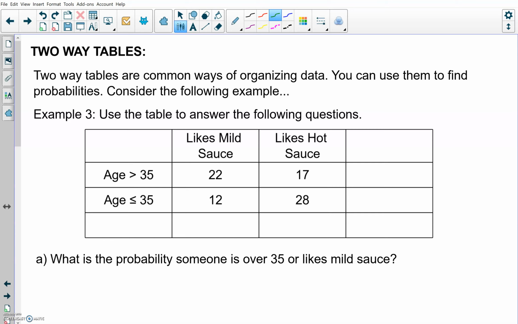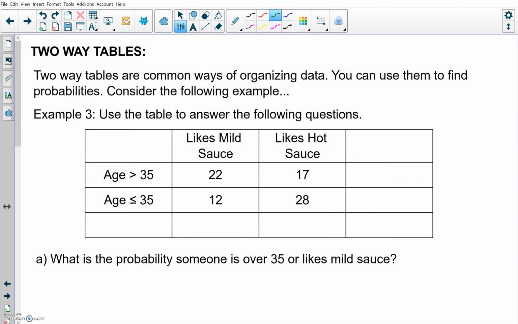likes mild sauce, there's 22 of those. Likes hot sauce and is over 35, there's 17 of those. Less than or equal to 35 years of age, likes mild sauce, there's 12 of those. Less than or equal to 35 years of age, and likes hot sauce, there's 28 of those.